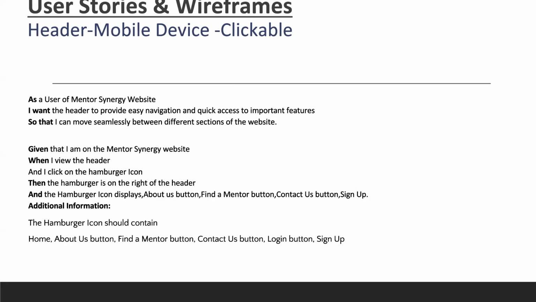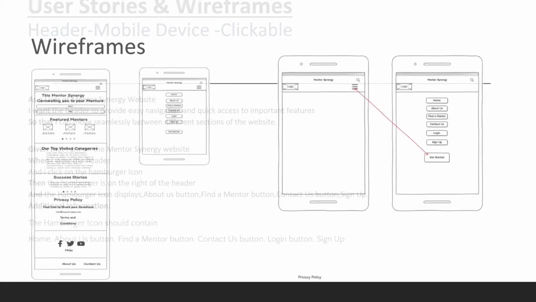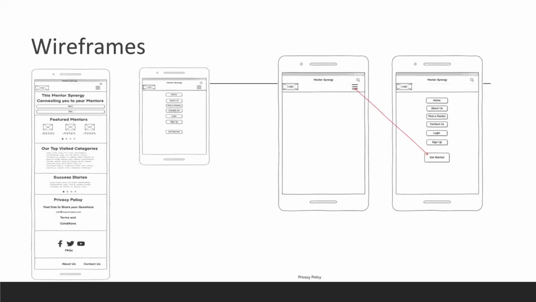Given that I'm on the Mentor Synergy website, when I view the header and I click on the hamburger icon, then the hamburger is on the right of the header, and the hamburger icon displays about us button, find a mentor button, contact us button, sign up button. The additional information is the hamburger icon should contain home, about us button, find a mentor button, contact us button, login button, and sign up. When we go to the next slide, displayed here is the wireframe for that particular user story.